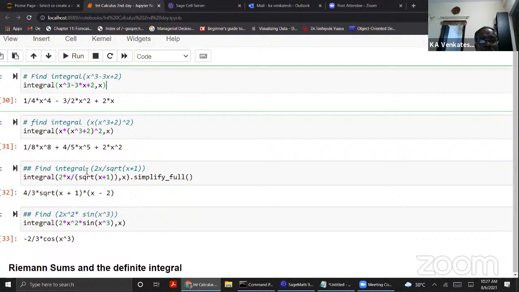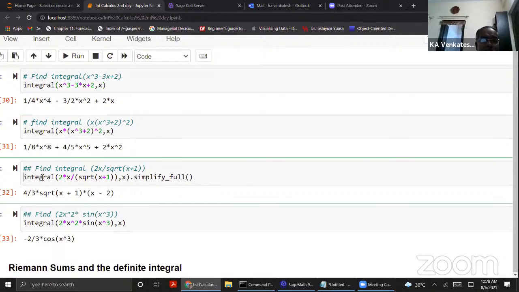Now find the integral of 2x by square root of x plus 1. For the final answer I want to simplify it instead of term by term. Here everything is in terms because all terms are different. It is fine here, not necessarily different. Therefore, I want to simplify. So what we are going to do is integral of the function with respect to the variable we are going to integrate, x, dot simplify full. The moment you do it, if you remove this part, I'll just take this one to Sage Math cell.